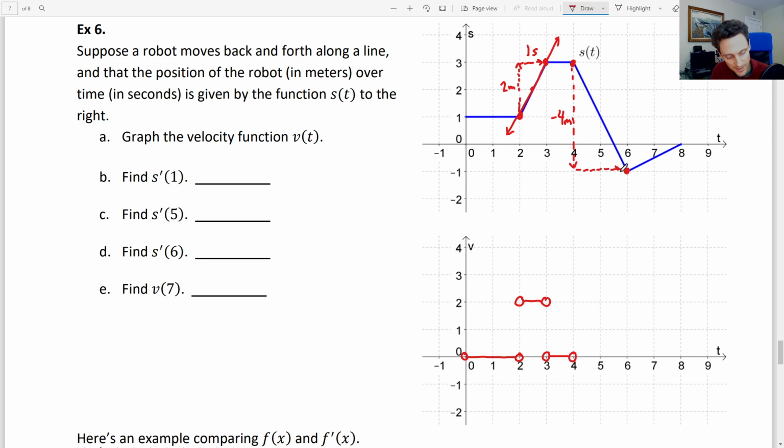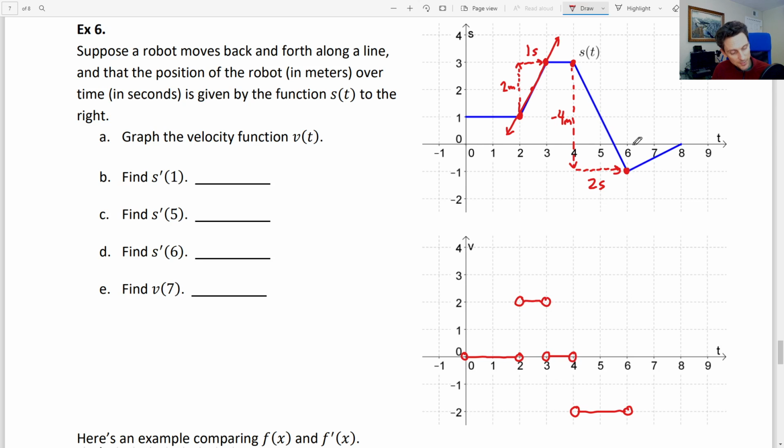And then what's the elapsed time from t equals 4 to t equals 6? 2 seconds. So what's the velocity on that whole time interval? If you said negative 2, that would be correct. Negative 4 divided by 2 would give you negative 2 meters per second.